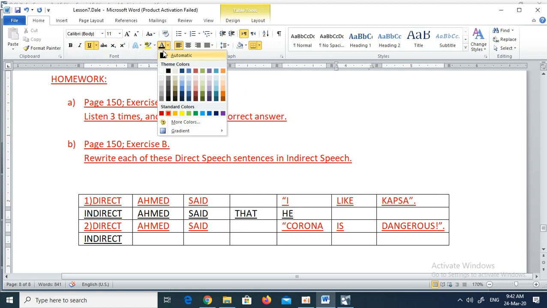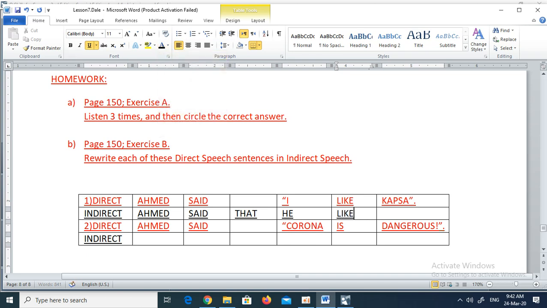In this box, the verb is now in the past tense because the main verb in the main clause, said, is in the past tense. And here we have Kapsa, which remains the same, but again, the second inverted comma also falls away because it is no longer Ahmed's exact words. It's no longer direct speech, so there are no inverted commas.